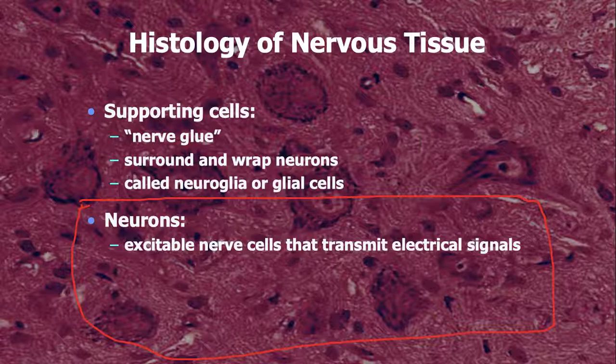So our two types of cells that we're dealing with here in nervous tissue: neurons. Neurons are the ones that are excitable. They're the ones that are actually transmitting electrical information. Okay, so they are doing those functions of the nervous system. But we also have these supporting cells, the glial cells. Their name, neuroglia, means nerve glue. So they help hold everything together and keep them functioning the way they need to. So they surround neurons, they wrap neurons, and help them do their job.